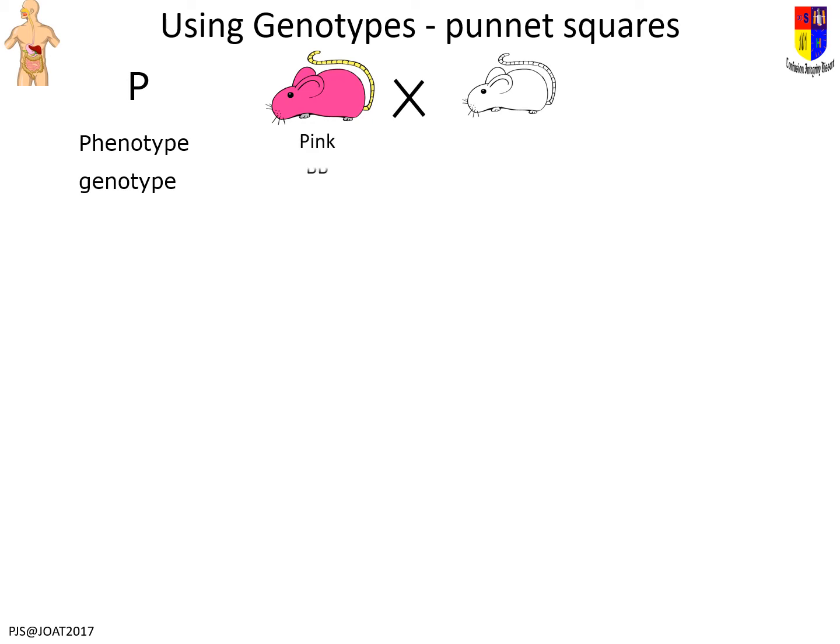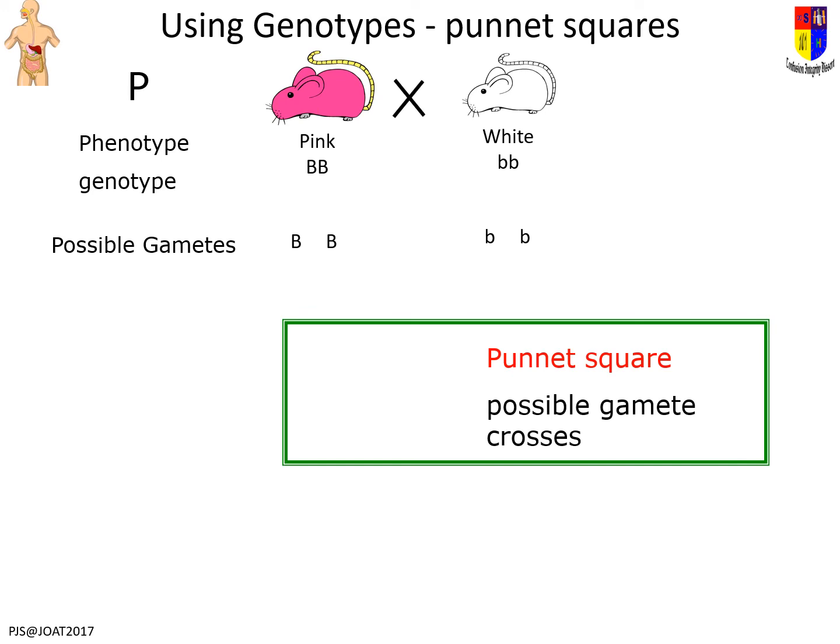So here's our parents back in again with their phenotype and their genotype. You basically try to write down everything you can about each one. Right, so then our possible gametes. So what could they actually give? Well, the pink mouse could only give you a big B or a big B. There is no other option. And the white mouse could only give you a little b or a little b. No other option.